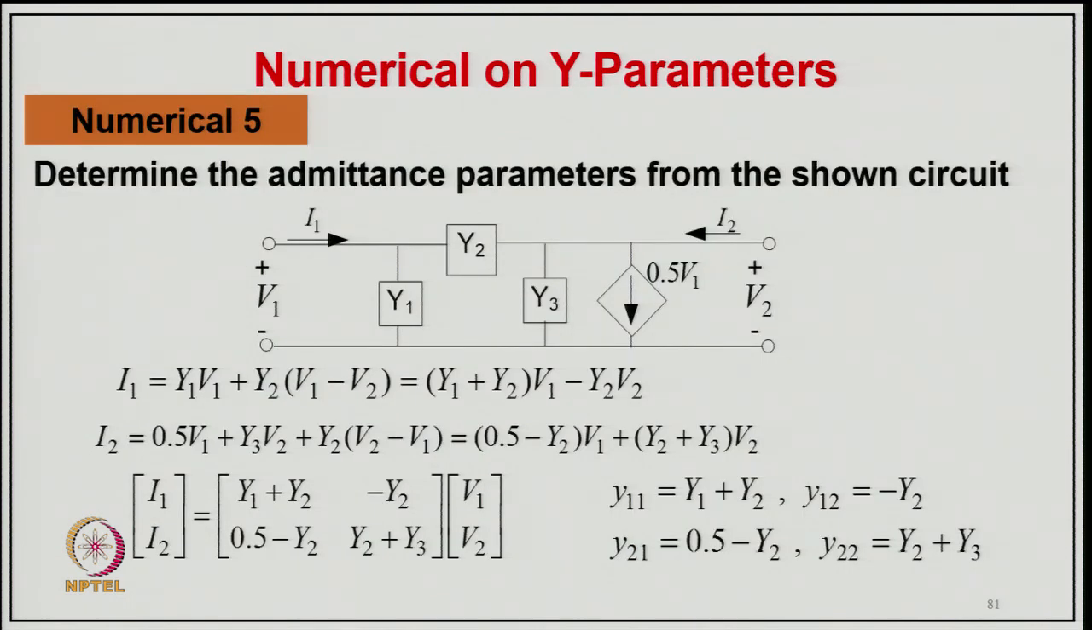Now, coming to numerical problem 5, determine the admittance parameters from the circuit shown there. So, we have here Y 1, Y 2 and a current source, a 0.5 V 1 dependent current source which depends on the input voltage.